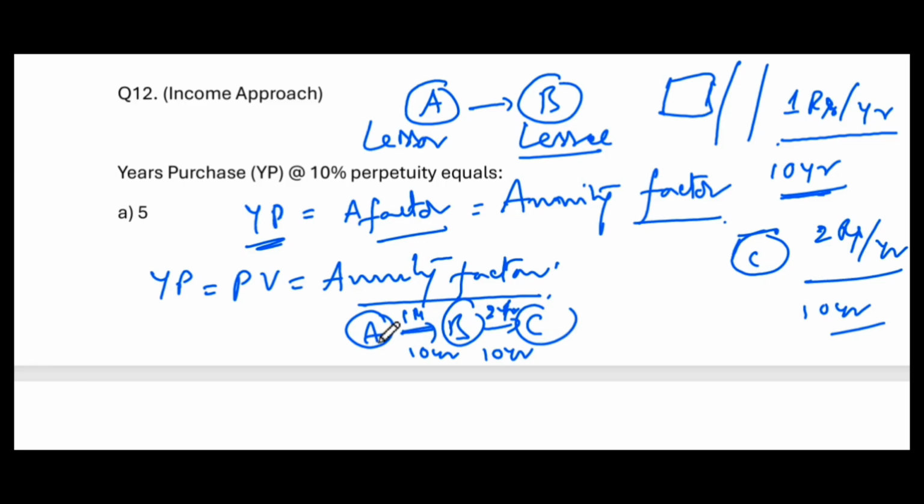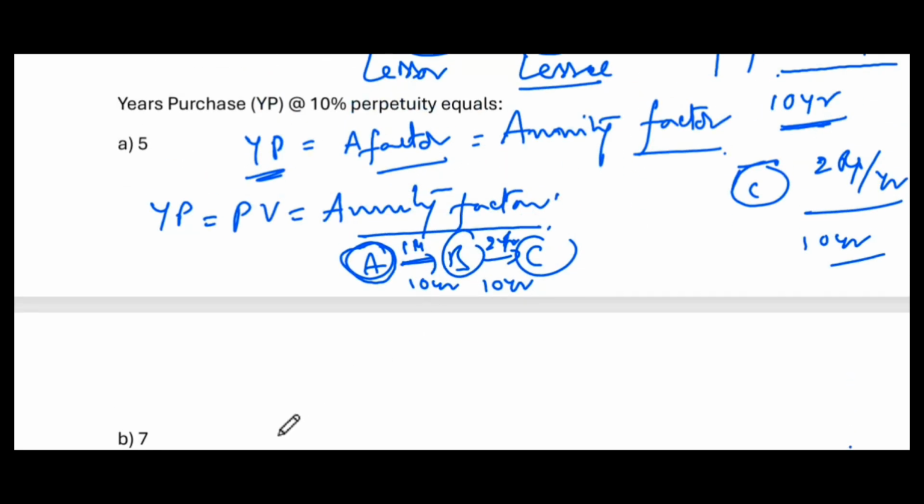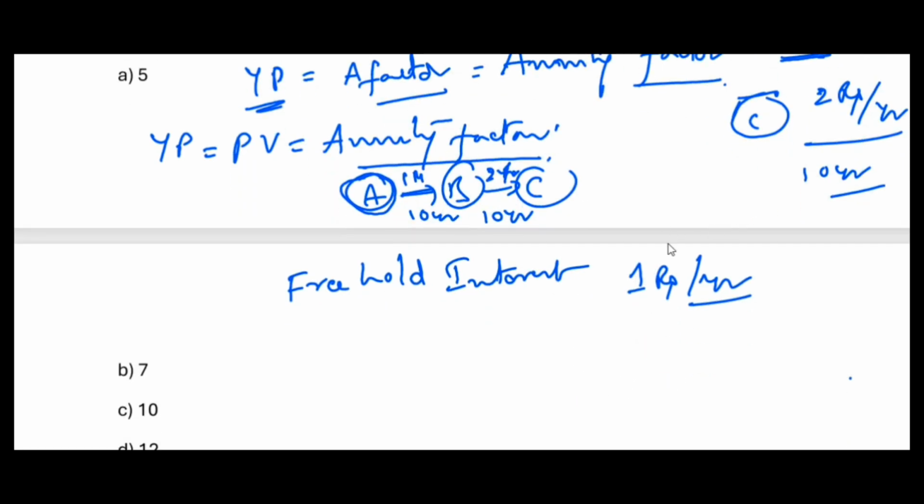Now, if we take the interest of A in this problem, that means the freehold interest, right? He is getting how much? 1 rupee per year. Say it is 1 rupee per year. For how many years? 10 years.